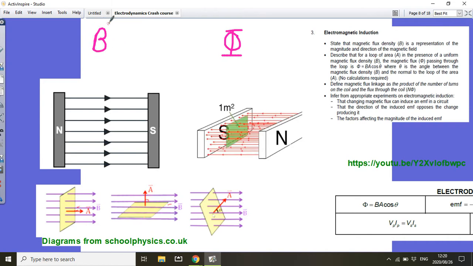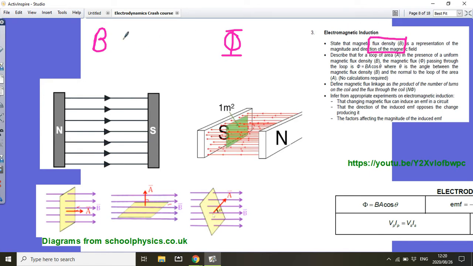Now B we've been using in the previous chapter, and that's always the magnetic flux density. It tells you which direction the magnetic field is moving, but it also shows you the strength of the magnetic field by telling you how dense these lines are. And I showed you that as well. If you draw them denser, you're already showing that the field is stronger. So B is the magnetic flux density.